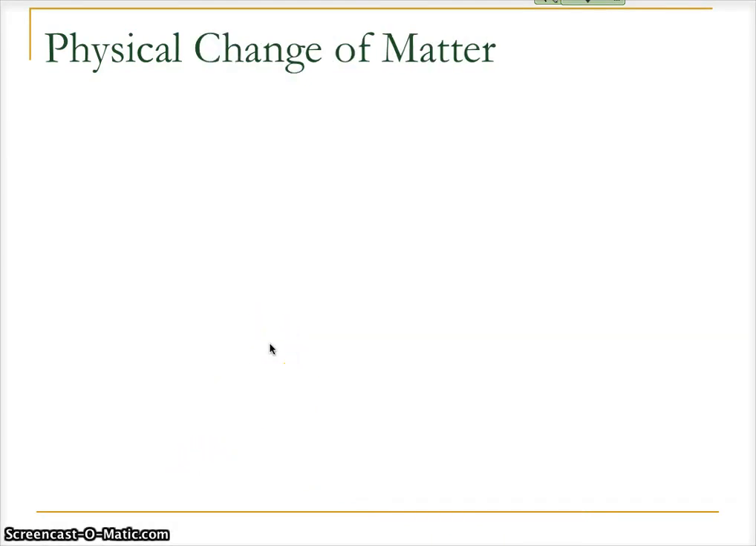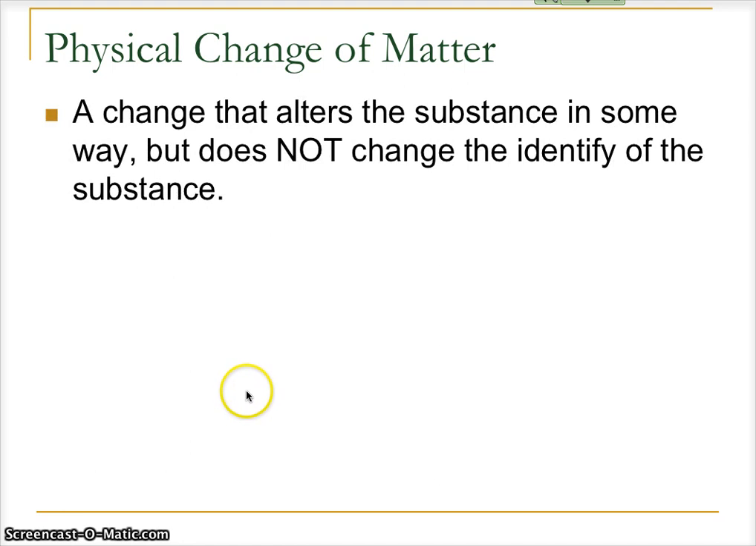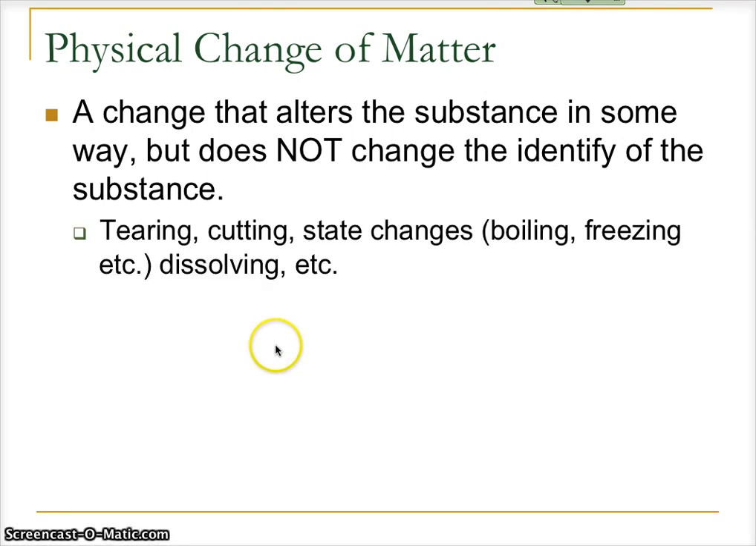Physical changes, on the other hand, would be a change that alters the substance in some way. So the substance is changed in some way, but the identity still remains the same. And so examples of this would be tearing or cutting, or state changes like boiling and freezing and melting, for example. If I melt that copper, I changed the copper, but I didn't change what it is. So that would be a physical change.